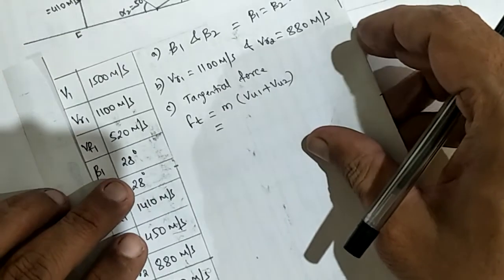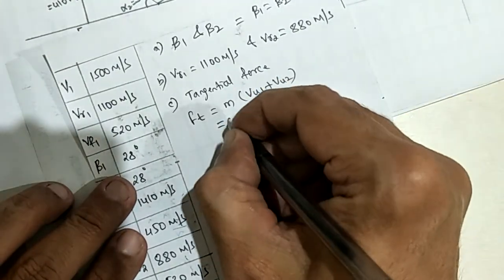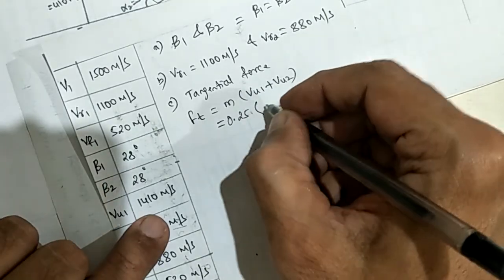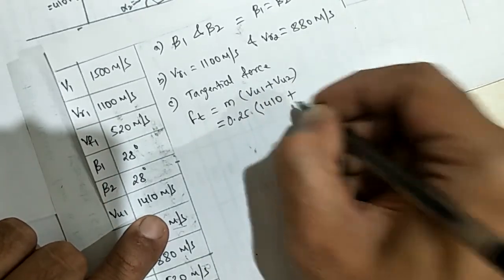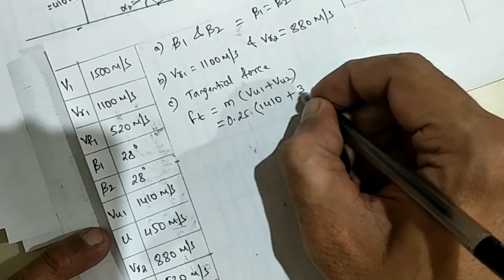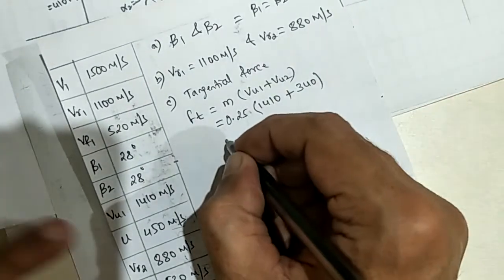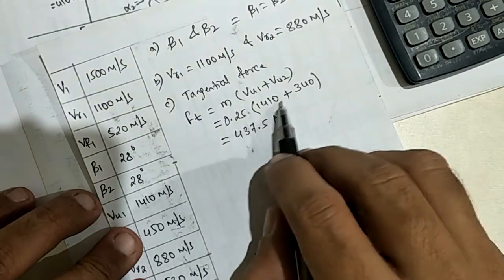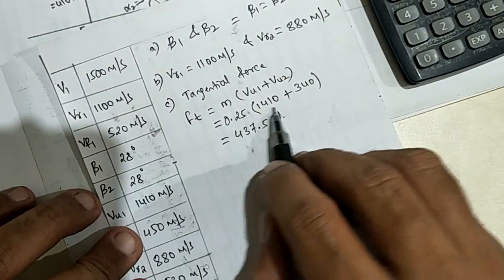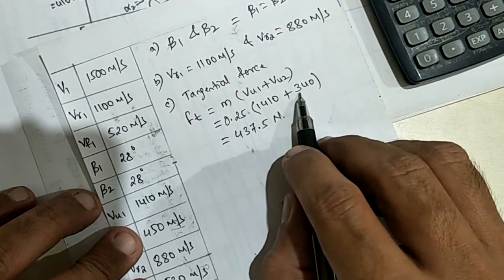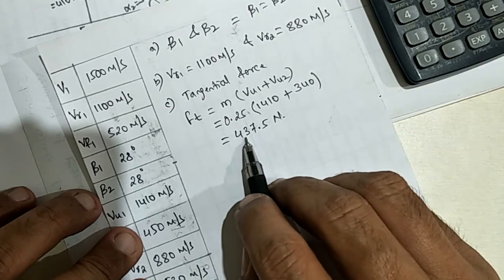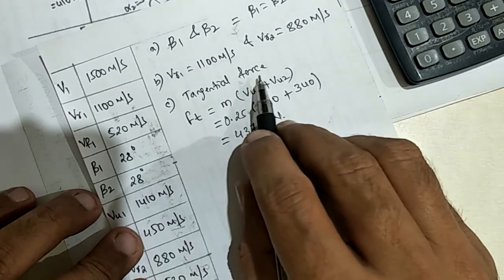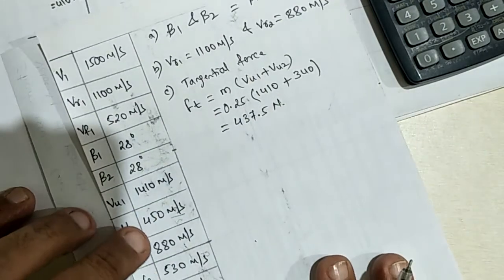So here mass flow rate is 0.25 multiplied by Vu1 is 1410 plus Vu2 is 340. We need to calculate this. If we make the calculation, 0.25 into 1410 plus 340, we will get somewhere around 437.5 newtons. So this is the tangential force that is acting on the blade ring.